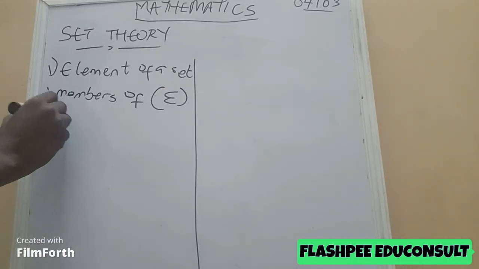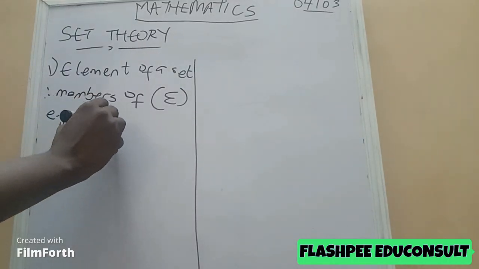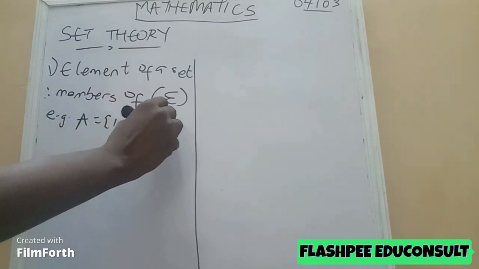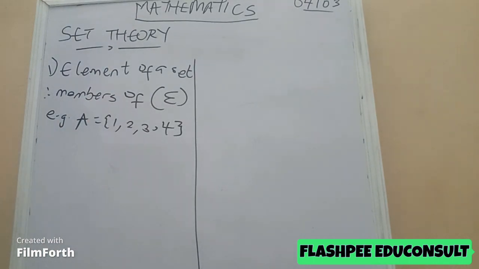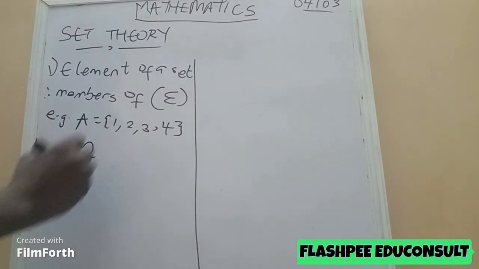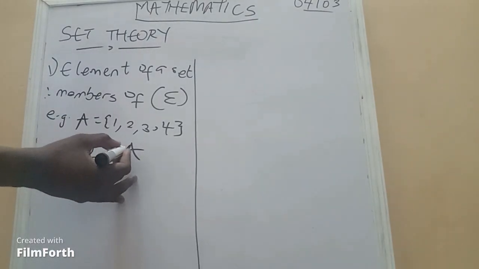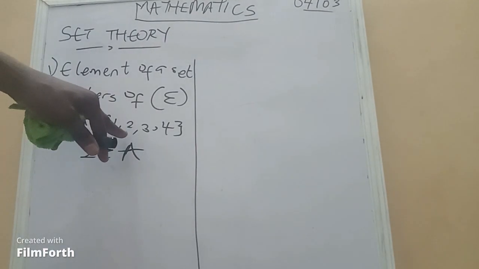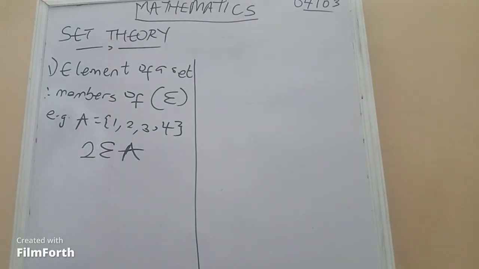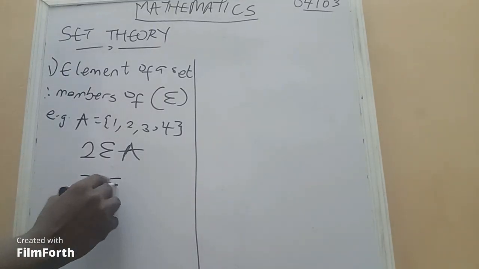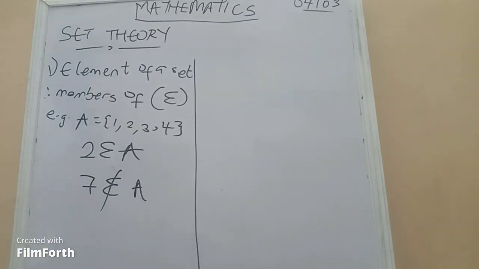Let's have, for example, set A to be 1, 2, 3, 4. Now, you agree with me that 2 is actually a member of set A. So this is how it is written mathematically: 2 is a member of set A, because 2 is actually found in set A. What about 7? Can you find 7 in set A? Of course not. So you will then say 7 is not a member of set A.